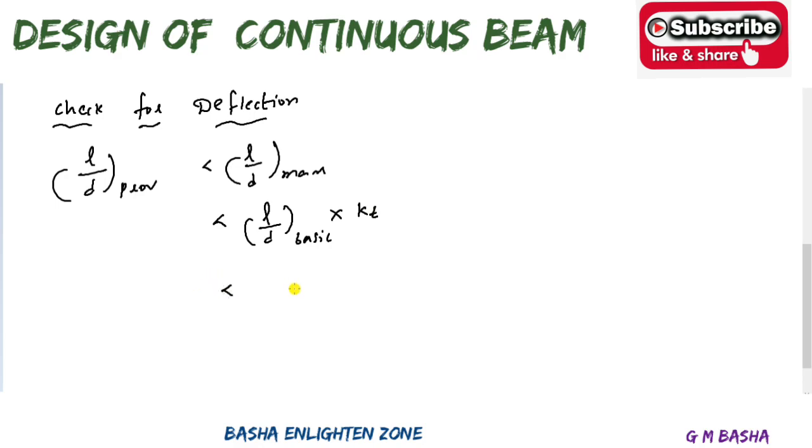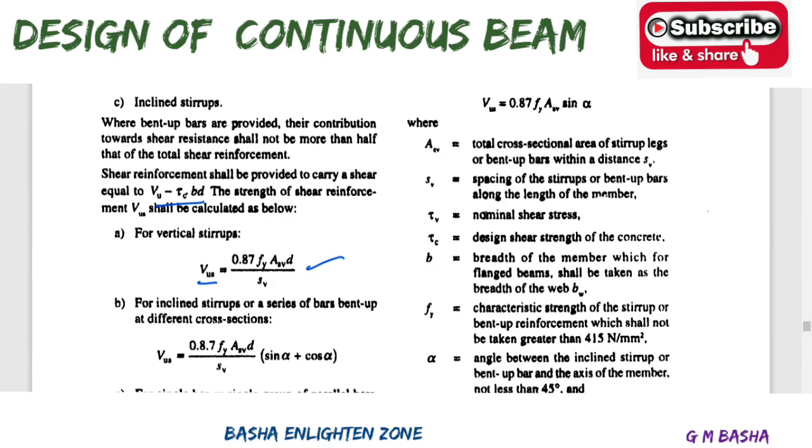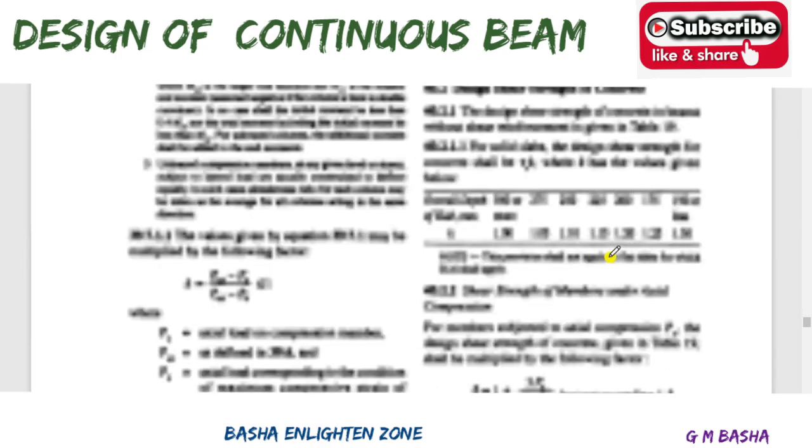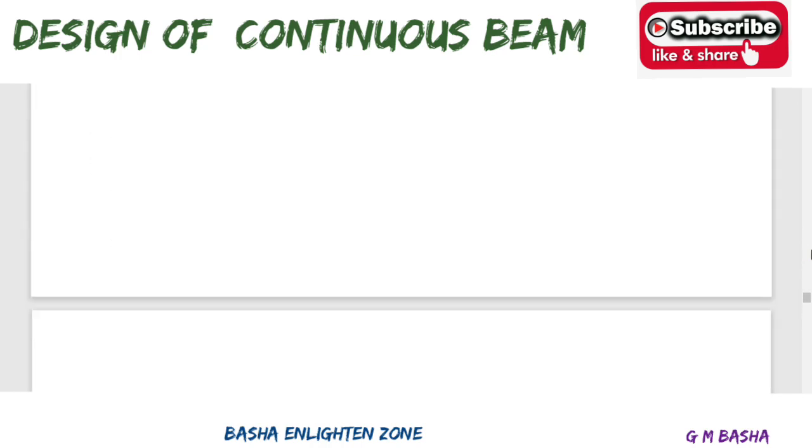What is the l by d basic range? That is 26 for continuous beams. Sorry, 20, not 26, for simply supported beams, and for cantilever we are taking around 7. And how can you calculate this kt? I have already shown you in so many problems how to calculate the tension reinforcement.